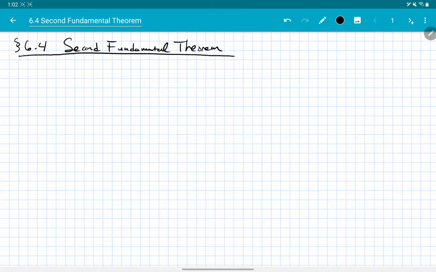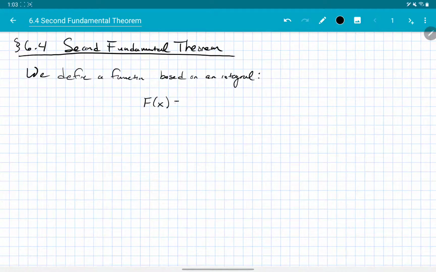All right, today we're going to talk about the second fundamental theorem of calculus. Let's suppose that we define a function based on an integral. An example of this would be capital F of x will be the integral from 0 to x of e to the minus t squared dt, right?